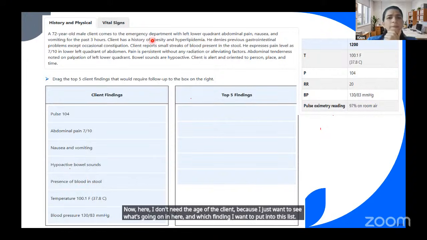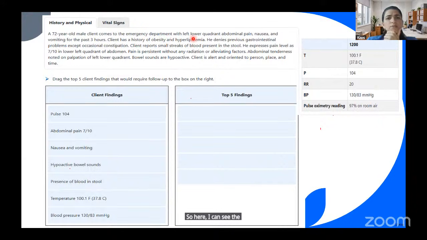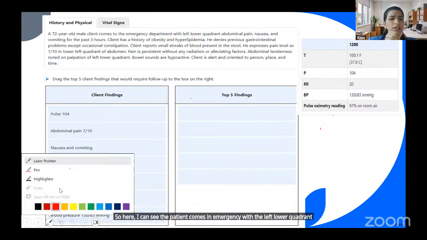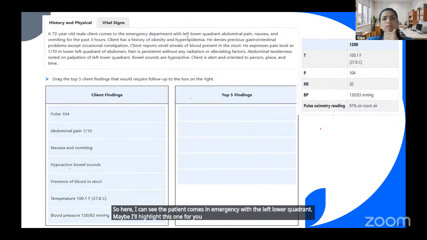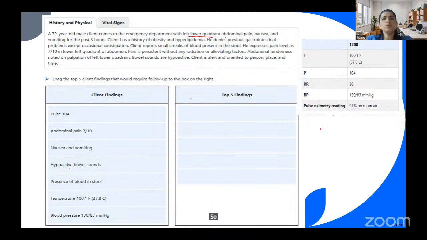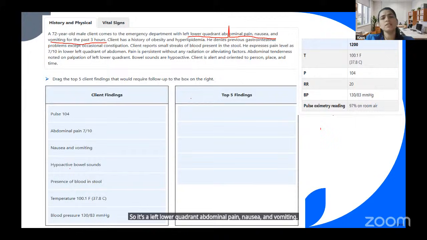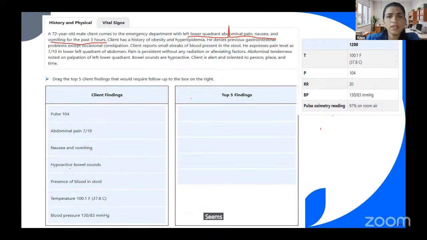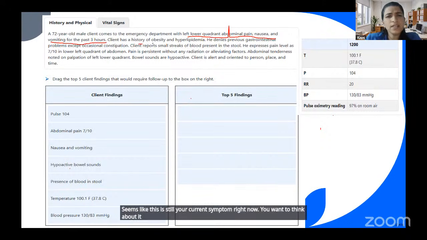So here, I can see the patient comes in emergency with the left lower quadrant. Maybe I'll highlight this one for you. Just give me a second. So it's a left lower quadrant abdominal pain, nausea, and vomiting for the past 3 hours. Seems like this is still your current symptom right now. You want to think about it. This is a history.